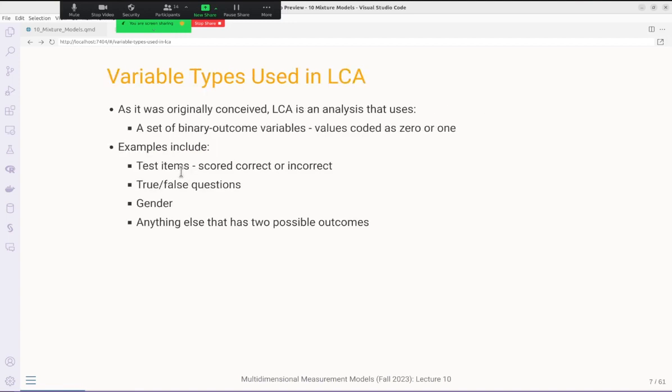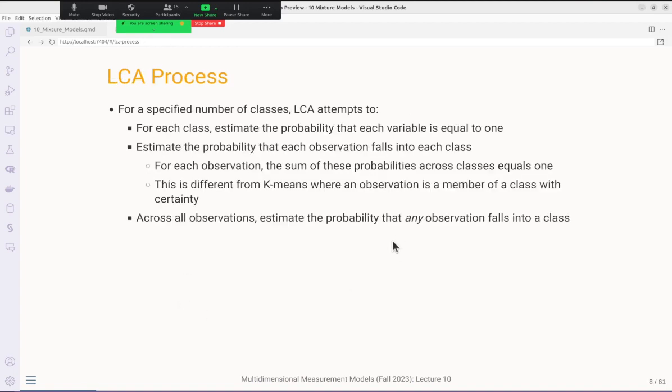So if we're talking specifically about latent class analysis, now remember, mixture models, that's the big umbrella. Finite mixture model, some people describe that. Big umbrella. One narrow sliver, one type of that is a latent class model. And specifically, the latent class model assumes that we have data that are binary outcome data. So 0, 1 values. So you can think of test items or true-false questions, anything with two outcomes, right?